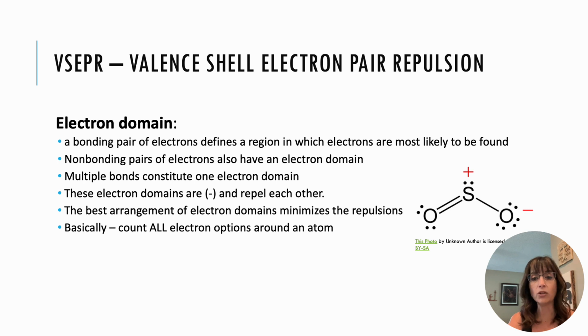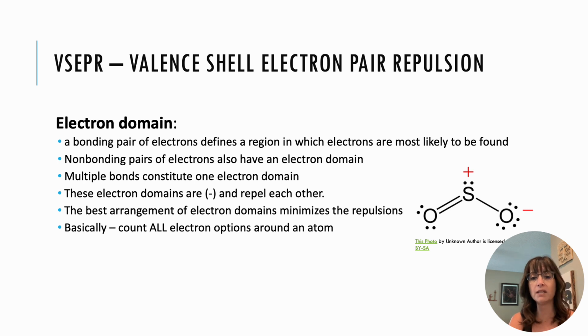What do we mean by an electron domain? First, you need to focus on one atom. For right now, let's focus on the sulfur, the S. An electron domain can be a bonding pair of electrons, so the single bond between the S and the O would be an electron domain. A non-bonding pair of electrons is a domain, so those two dots sitting on top of the S are a domain. The double bond between the S and the O is considered one domain, even though there's two pairs of electrons.